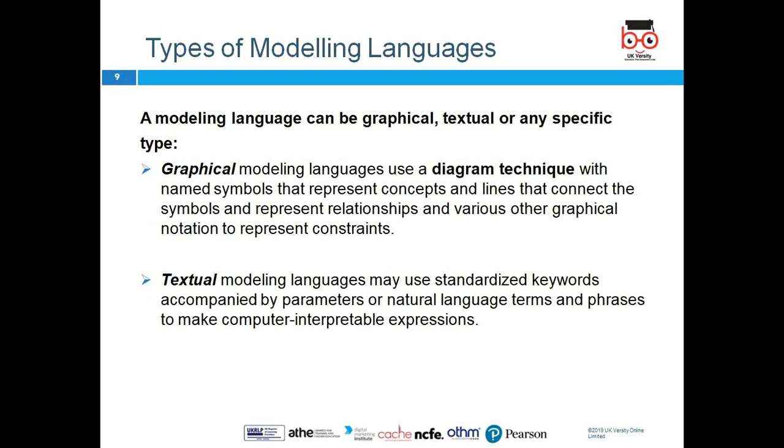We are only focusing on the graphical language modeling, and one of its selected ones is the UML. So that's clear now.